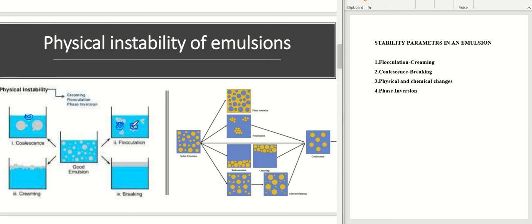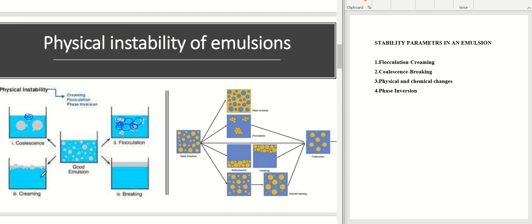Now, if these globules increase in their size, the increased globules come together and fuse with each other. Thus, all the oil particles or the oil globules get separated from the aqueous phase. So there is a separation of the oil and the water layer.